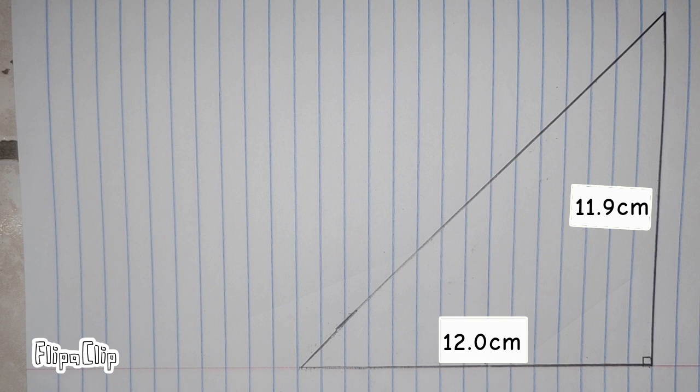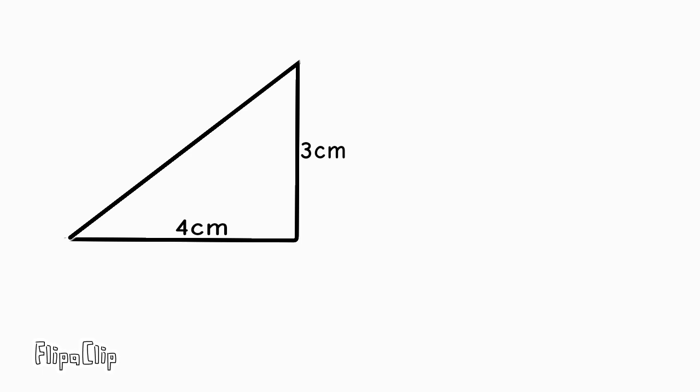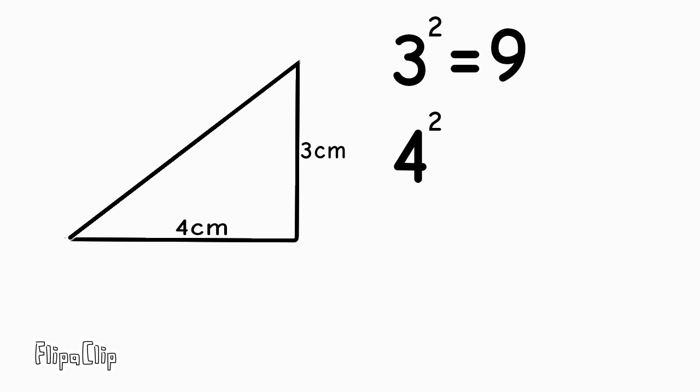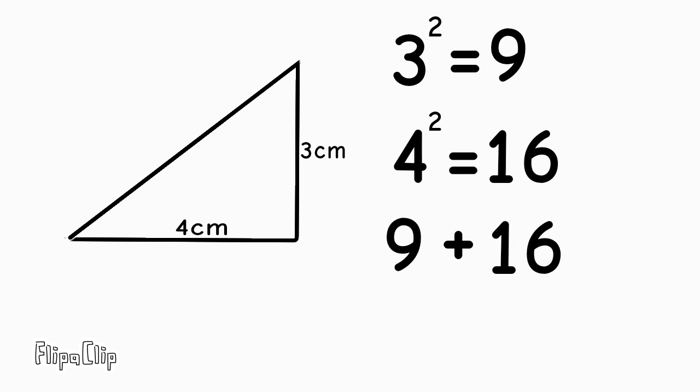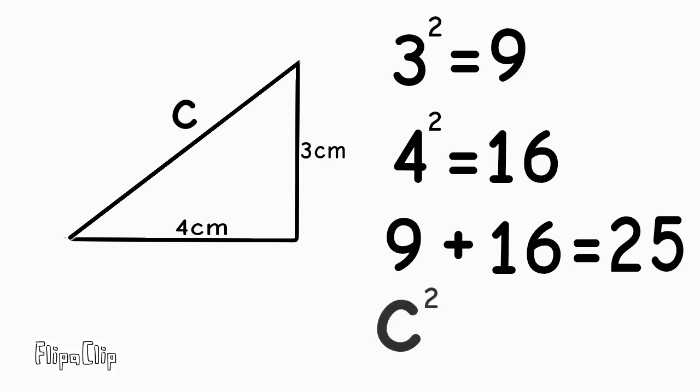Now let us focus on the dimensions of our first triangle. If I take its height, which is 3 centimeters, and square that, I will get a value of 9. Now if I take its base, which is 4 centimeters, and square this number, I get a value of 16. What I'm going to do is add 9 and 16 together. So 9 plus 16 is equal to 25. When I measure the length of the hypotenuse of this triangle and I square that value, that should give me the same 25 which I just arrived at.